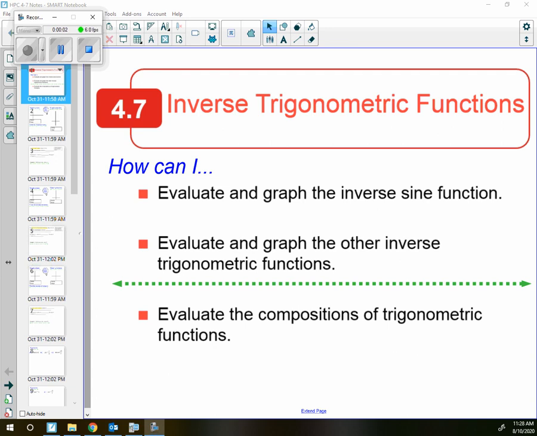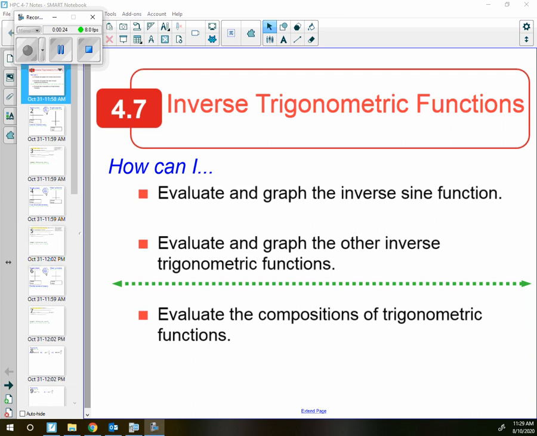All right, so we're going to take a look at section 4.7 now, talk about inverse trigonometric functions. So the inverse or opposite operation for sine, cosine, tangent, secant, cosecant, and cotangent. So we're going to look at how do we undo that relationship. So today we're going to look at all of the sine, cosine, tangent functions and their inverses.